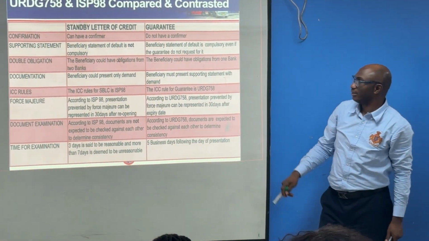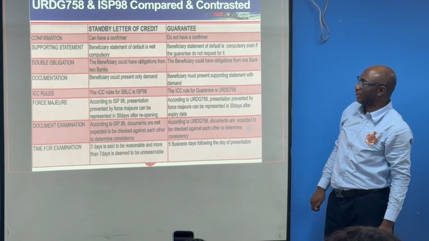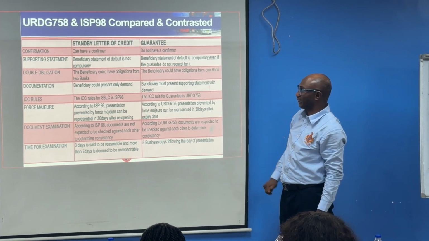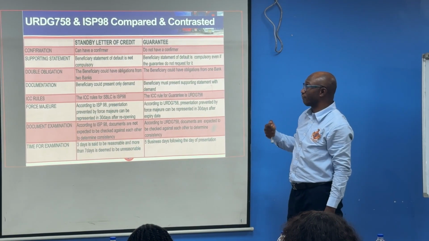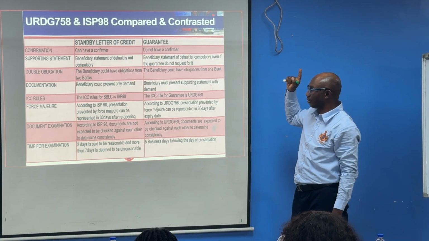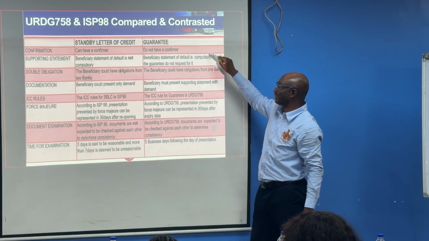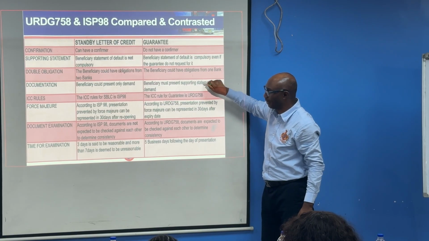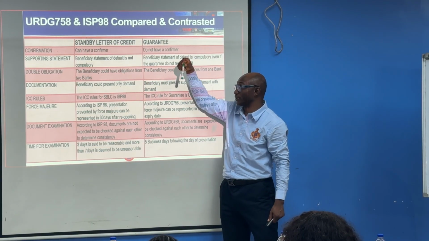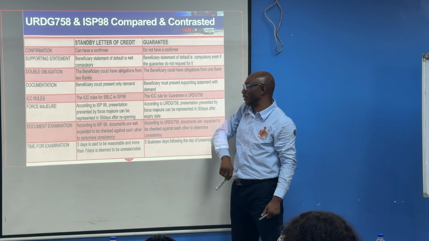Guarantee and standby. Guarantee cannot be confirmed, standby can be confirmed. Beneficiary statement of default is not compulsory for standby, but it's compulsory for guarantee. Standby, because it can be confirmed, can have 2 banks giving obligation. Guarantee has only 1 obligation. Documentation in standby: the beneficiary could present only a demand, but in guarantee you must present it with a supporting statement. In standby, you can decide to put a supporting statement there, but if you don't put it, you can present only a demand. But here, if it's not added, it will not be acceptable.